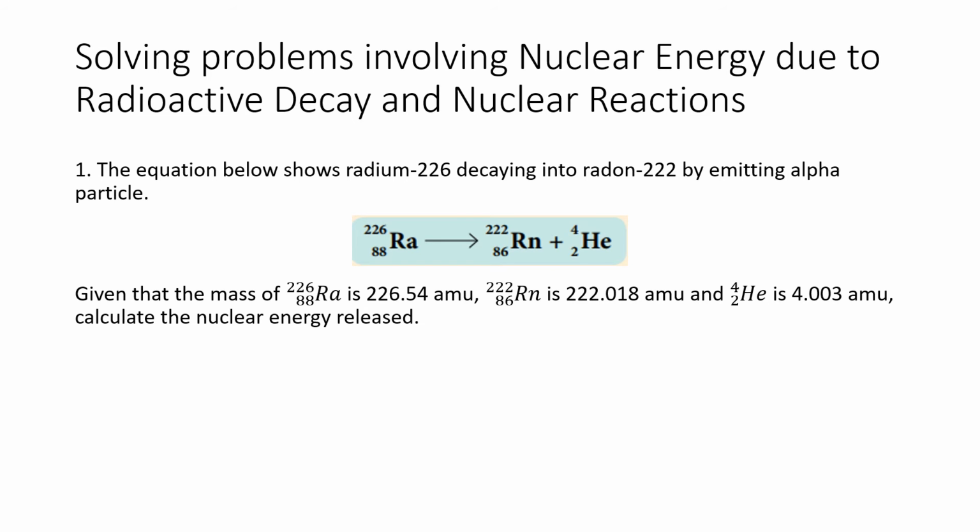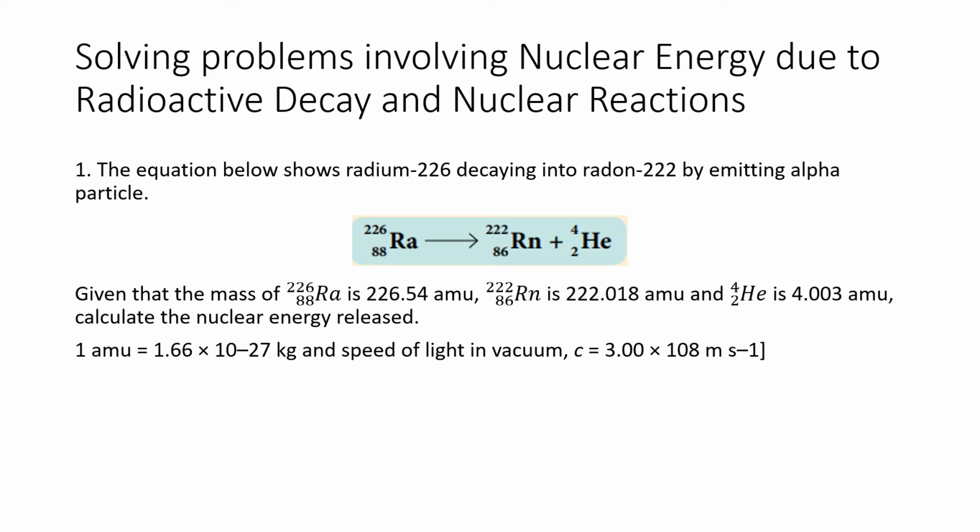Given that the mass of radium-226 is 226.054 AMU, radon-222 is 222.018 AMU, and for helium is 4.003 AMU. Calculate the nuclear energy release. And then this is the information needed to convert AMU to kilogram, and the speed of light in vacuum.